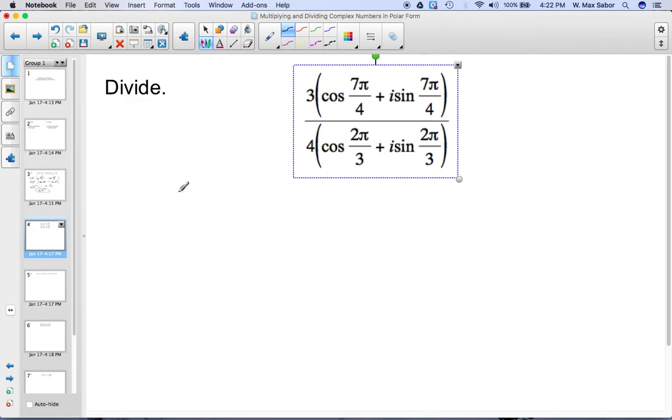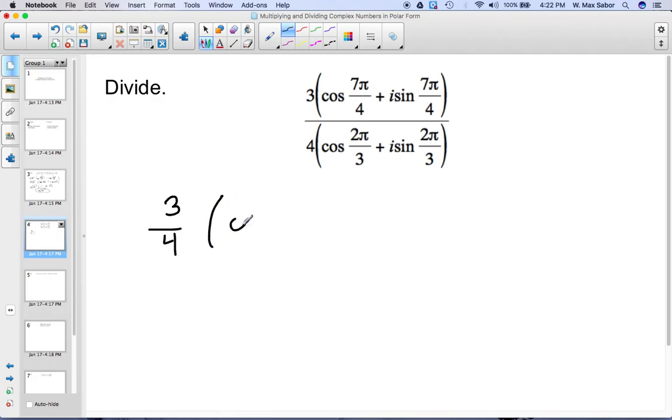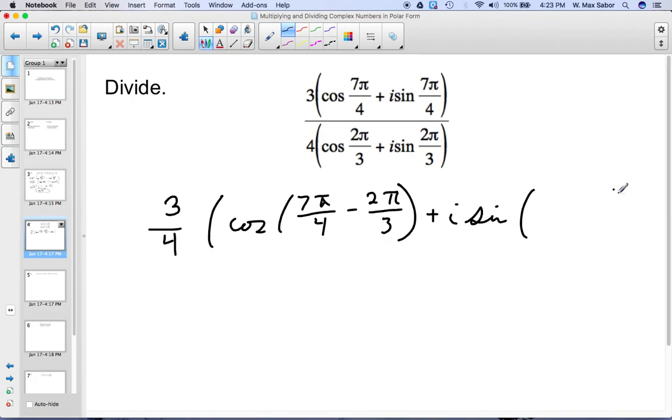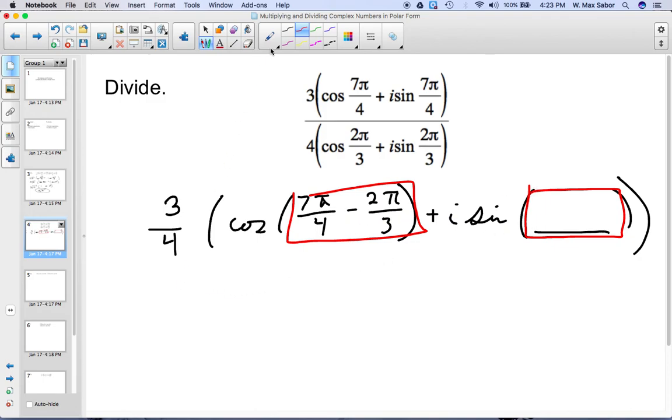Let's divide these. Well, for division, we're going to divide the coefficients and we'll subtract the angles. So cosine 7 pi over 4 minus 2 pi over 3. And then sine will have the same angle. I'm going to save time and not rewrite this over here because I know that I'm going to be simplifying it in both cases. So we have 3/4 times cosine.